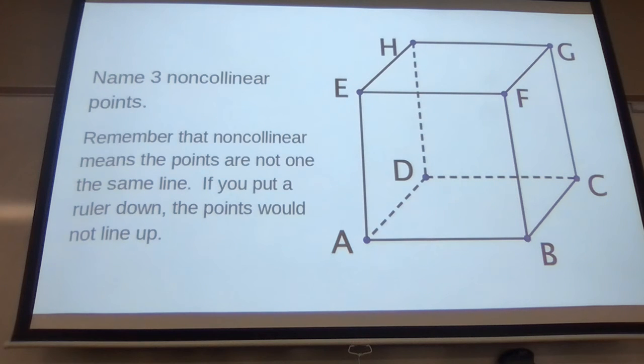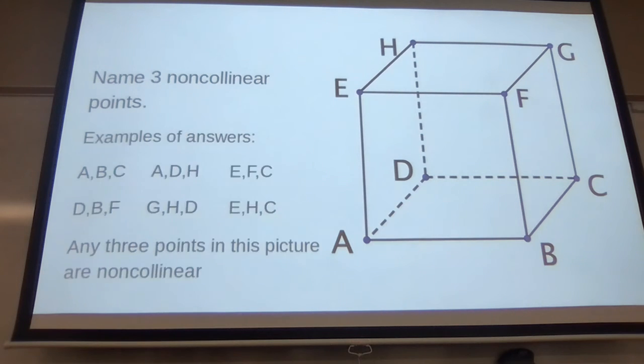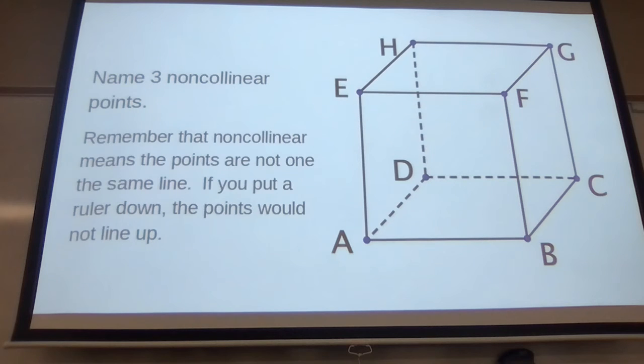Hudson? A, B, and G. A, B, and G, that would work. Here's point A down on the bottom. Here's point B. And then point G is way up here. There's no way you could put a straight line that goes through all 3 of those.